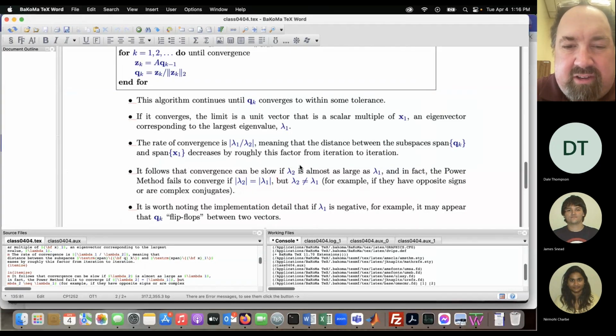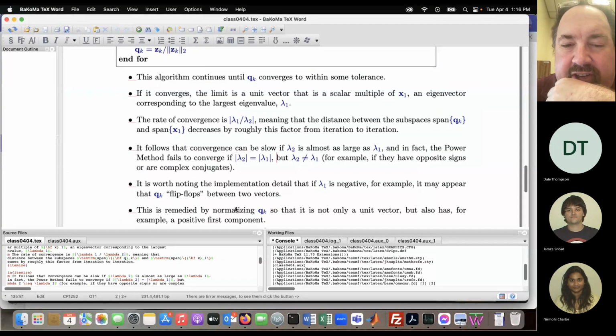So it's important to keep that in mind, that maybe some sort of normalization occurs. One thing that would work is, suppose you make sure that the first component is positive. That's one way to deal with that. The vector still will converge, even if the eigenvalue is negative. And so these little implementation details actually tend not to be mentioned in books, that come up when you try these out.